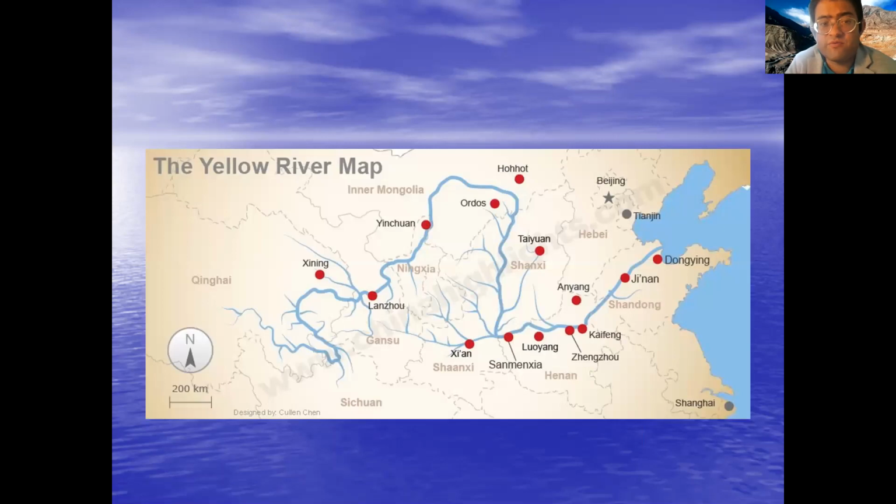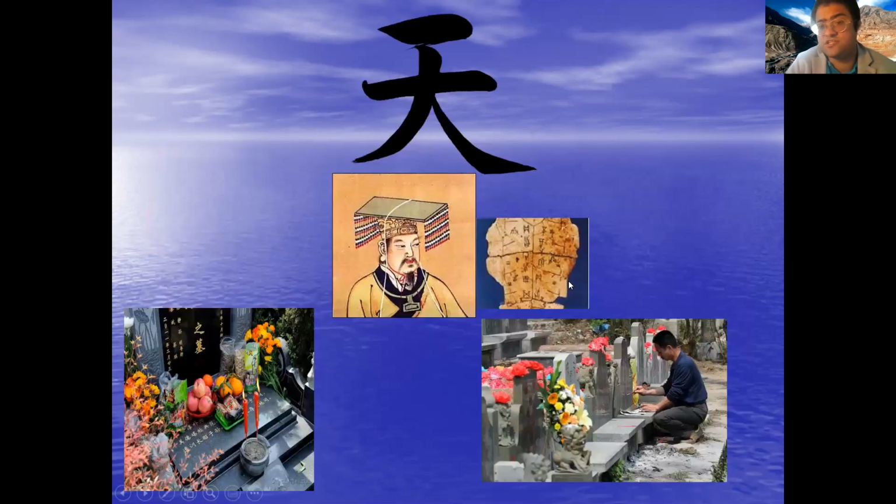All right, and then we have the Yellow River Valley civilization. The Yellow River is in ancient China. Here we see a symbol of heaven. We can see an ancient emperor and a veneration, paying special respect to the shrines of ancestors.